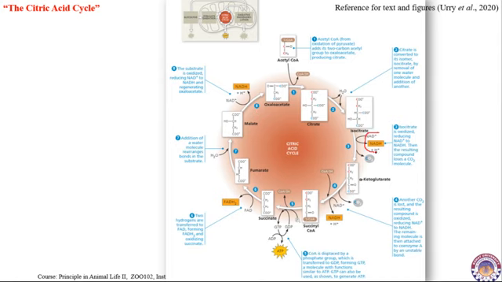So 1, 2, 3 NADH are produced, 1 FADH2 is produced, and 1 ATP is produced. So this is the whole process, and remember that at the end the oxaloacetate is regenerated again. So that's why this process is a cycle and not a straight pathway.